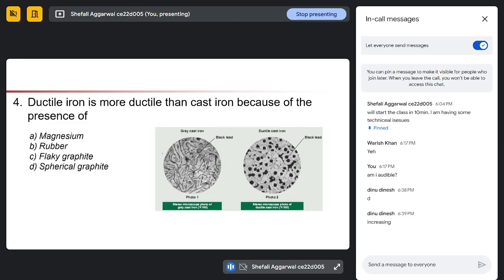Next question. Ductile iron is more ductile than cast iron because of the presence of magnesium, rubber, flaky graphite, or spherical graphite. It is clear from this picture. This is your ductile cast iron, and this is your gray cast iron. The main difference between these microstructures is the presence of this spherical material. This is black lead, which is also called graphite. So why is it called ductile iron? Because of the presence of spherical graphite.